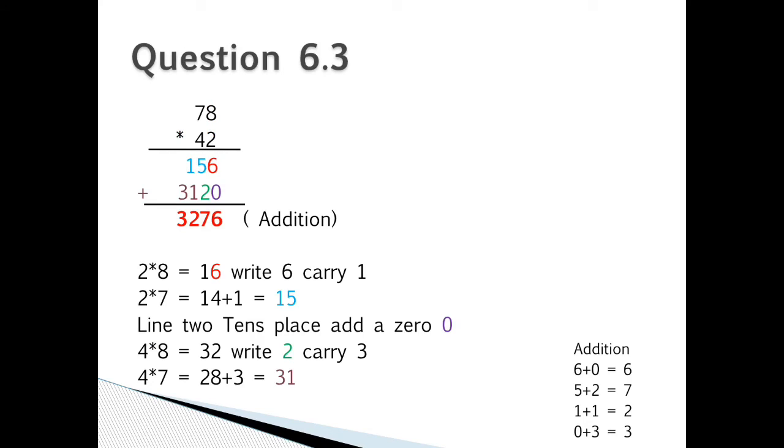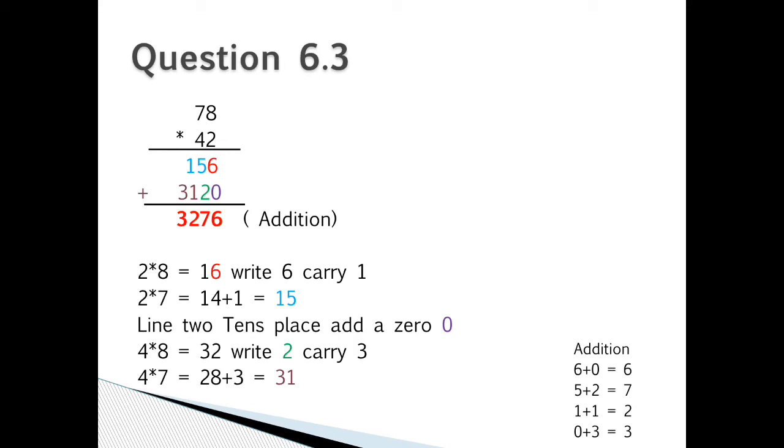We'll start off with the 2. 2 times 8 is equal to 16. Write down 6, carry 1. 2 times 7 is equal to 14, plus the 1 you carried is equal to 15. Write down 15. For the second line, we need to remember that we're working with the tens place. So it's not 4 times 78, but rather 40 times 78. So you add the 0 to account for the place value of tens.